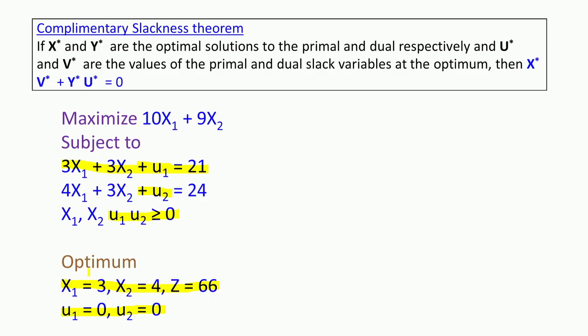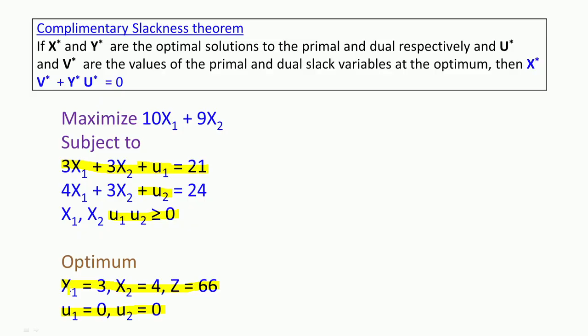4 into 3 is 12, plus 4 into 3 is 12, is equal to 24, therefore u2 is equal to 0. So, the optimum solution to the primal will now have x star (x1, x2) as 3 and 4, and u star (u1, u2) as 0 and 0.